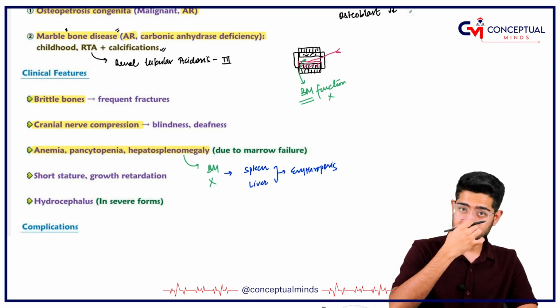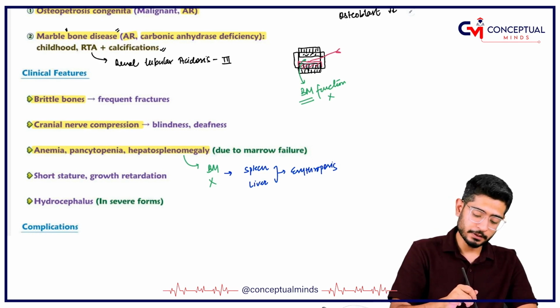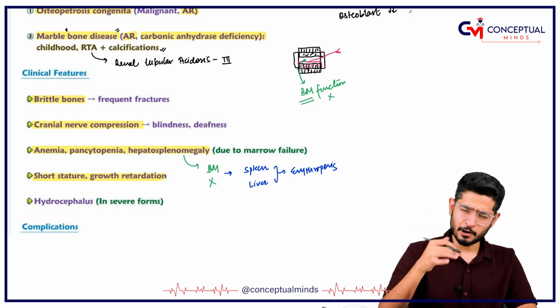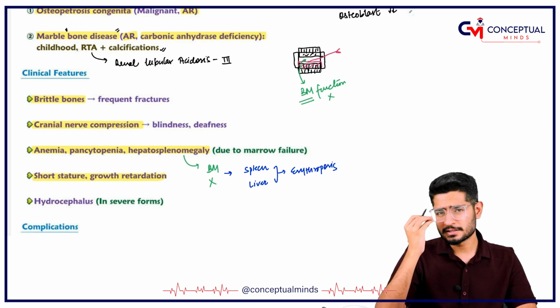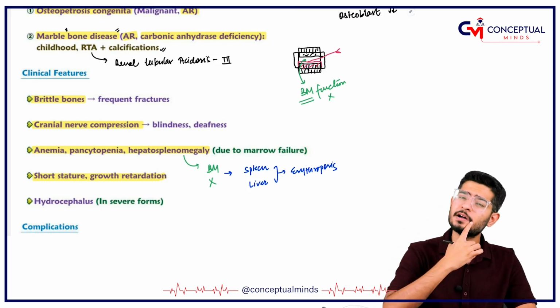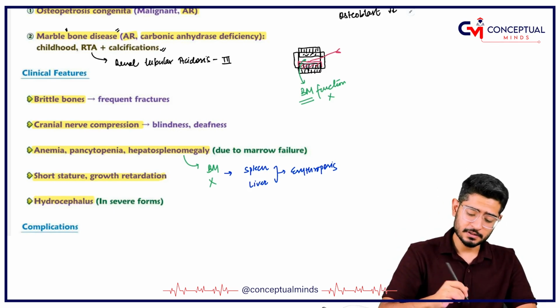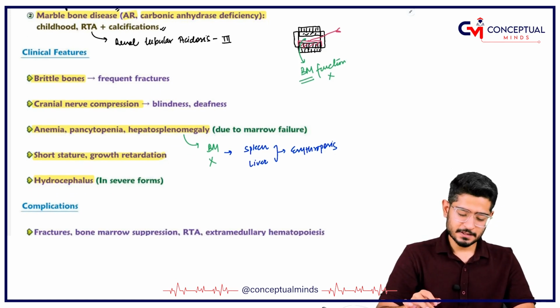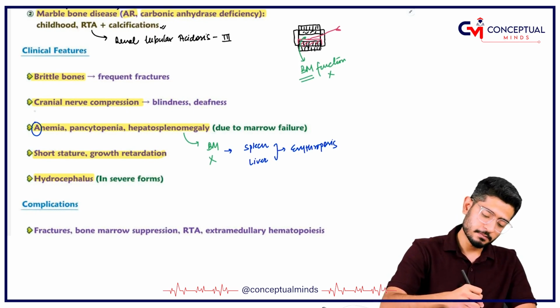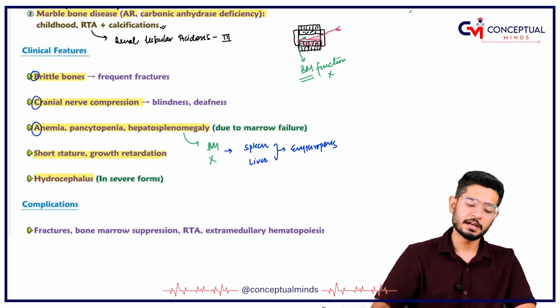Now what happens? See, the bone is not getting formed properly, so there will be short stature, there will be retardation, and in very severe forms, when the calcification is occurring so much that there is an increase in calcium, the blockage in the ducts is going to happen, and that can cause hydrocephalus. So these are some things which you have to remember. Even if you forget everything, please remember A, B, C. C for cranial nerve compression, B for brittle bones, A for anemia.